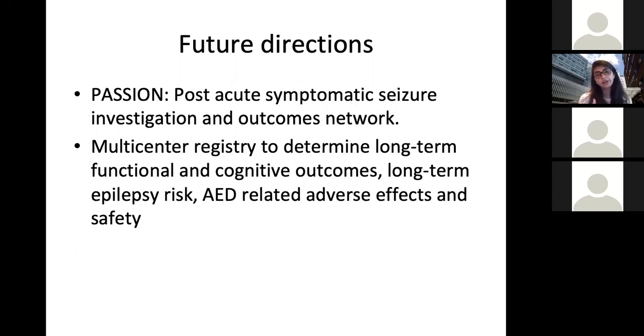One of the things that I'm currently working on is developing a multi-center registry to look more prospectively into long-term cognitive and functional outcomes, epilepsy risk, and seizure medication-related side effects in these patients. And so we're trying to follow these patients on an outpatient basis for a prolonged period of time, because the acute scenario is one thing, and that's what I focused on.